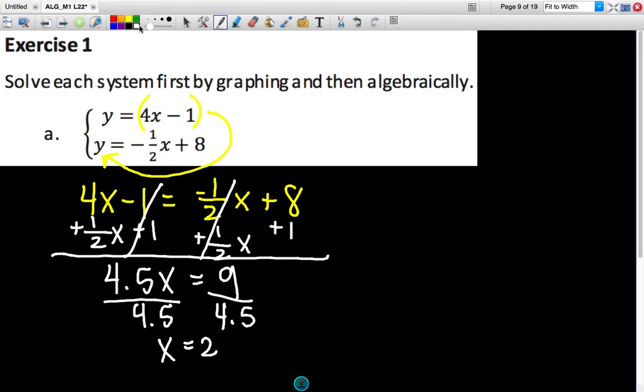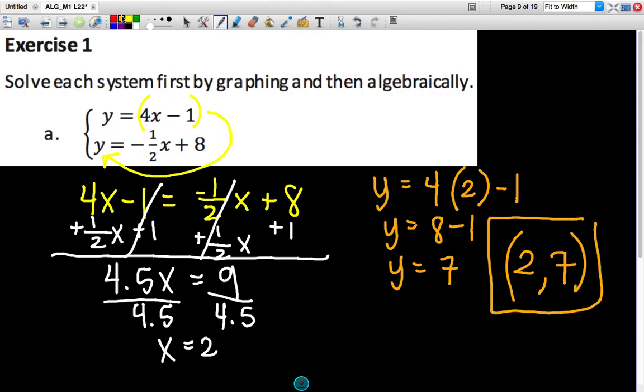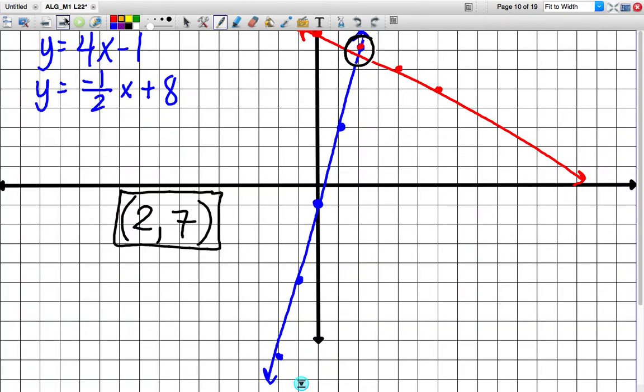And now let's plug in my x value to get the y. y equals 4 times x, we just solved for x, minus 1. 8 minus 1 is 7. So my solution is 2, 7. So as a reminder, when you go to plug back in your x value, it does not matter which equation that you use. So if you'll notice, our solutions match, 2, 7, 2, 7, which they should. No matter how you solve a system, you should get the same solution.